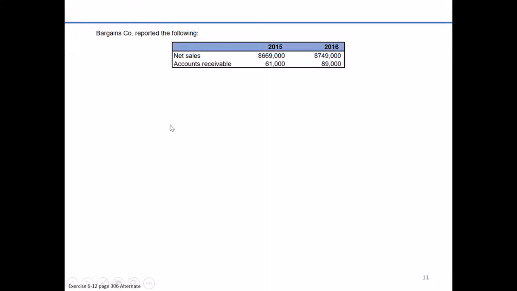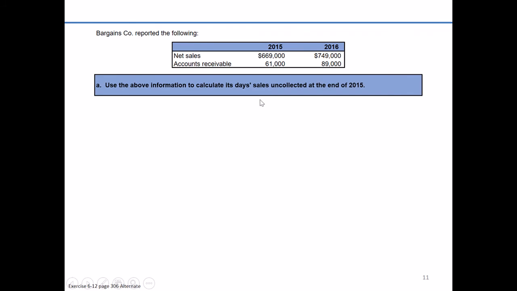In the alternate version of exercise 6-12, we're going to calculate days sales uncollected for Bargains Company for both 2015 and 2016 based on the information presented. We'll first move forward with calculating the ratio for 2015, and if you recall from the chapter, days sales uncollected is calculated by taking accounts receivable divided by net sales times 365 days.